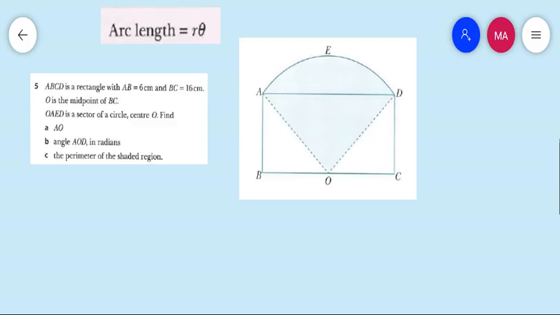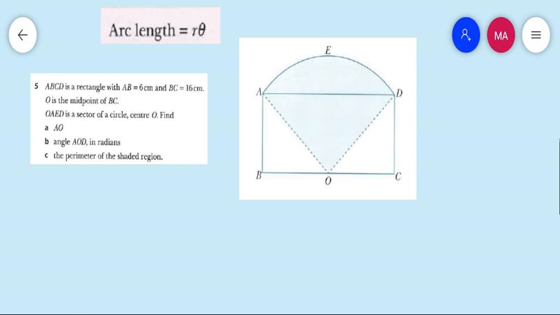This is question number 5, a word problem. Exam question. ABCD is a rectangle with AB equal to 6 centimeter and BC equal to 16 centimeter. O is the midpoint of BC. OAED is a sector of a circle, center O. Find AO, part A; angle AOD, part B; the perimeter of the shaded region, part C.